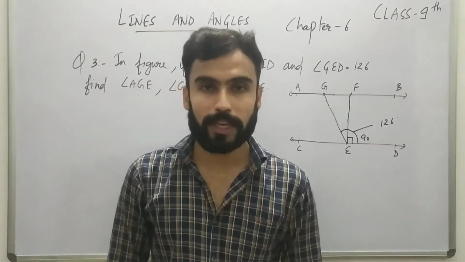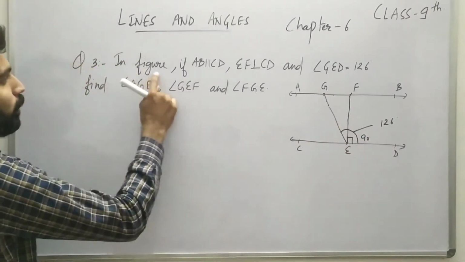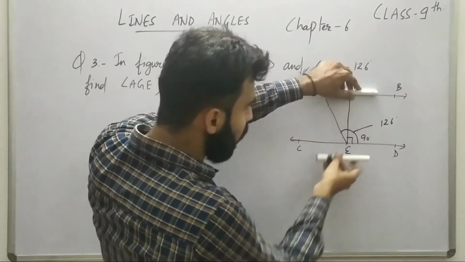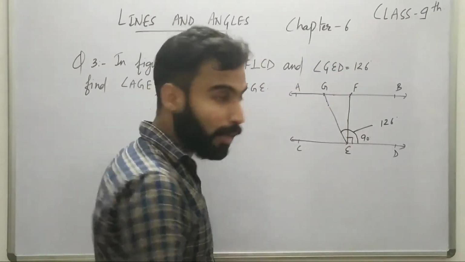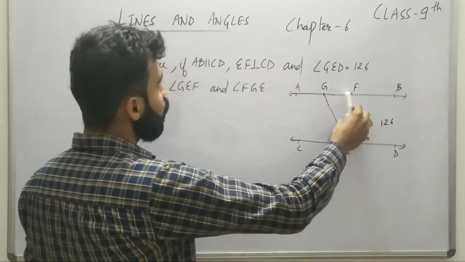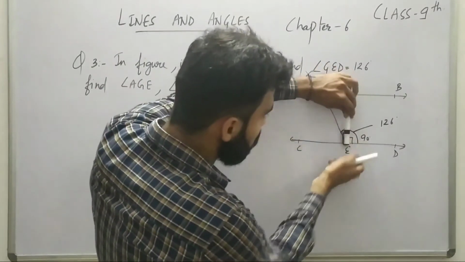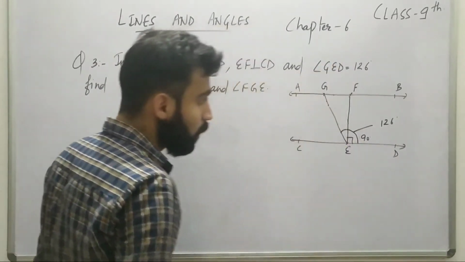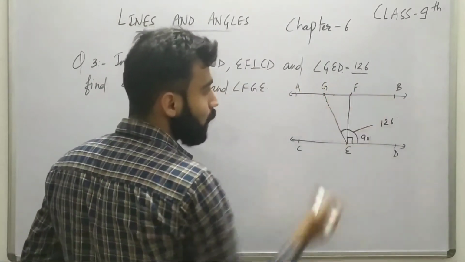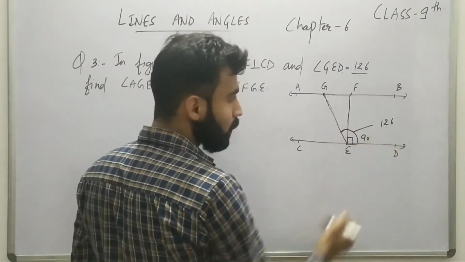So students, let's move to the next question. Now in this question we have this diagram given, and it is given to us that AB is parallel to CD. So here I have two lines, AB and CD, which are parallel to each other, right? Now this EF is perpendicular to CD, that is 90 degrees. It is given to us. Now the other thing is that angle GED is given to us as 126. You can see here GED, this whole angle is 126, right?